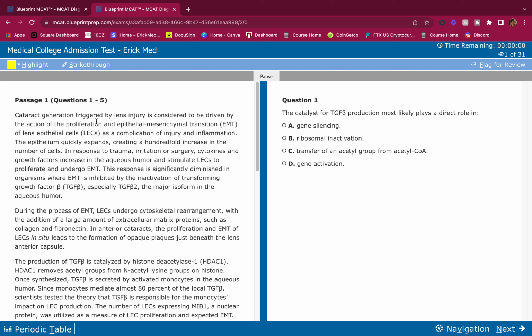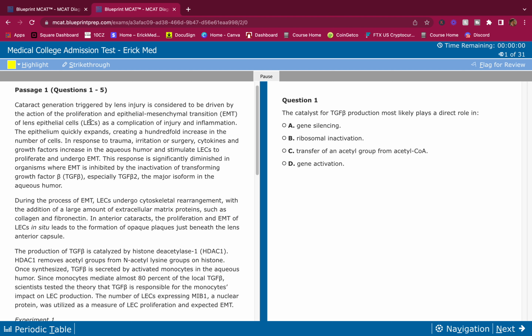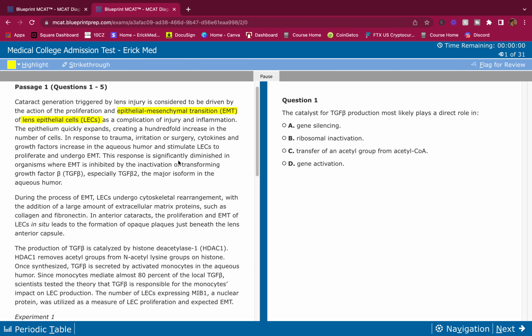Cataract generation triggered by lens injury is considered to be driven by the action of the proliferation and epithelial mesenchymal transition of lens epithelial cells as a complication of injury and inflammation. Wow, that's a long sentence. Okay. Not too bad. This is the transition. EMT is the transition. LECs are lens epithelial cells. Okay, when there's injury, the lens epithelial cells go through EMT and proliferation.